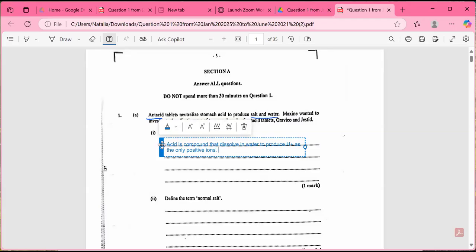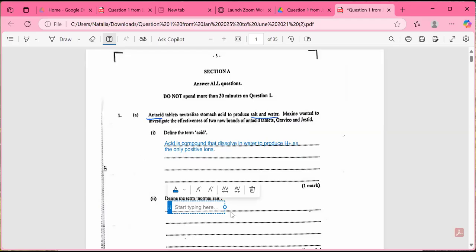All right, so that's what an acid is. And we have 2 types of salt. We have normal salt and acidic salt. It's asking us to define a normal salt.